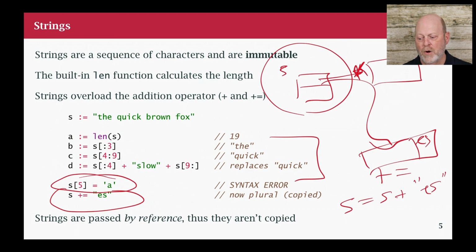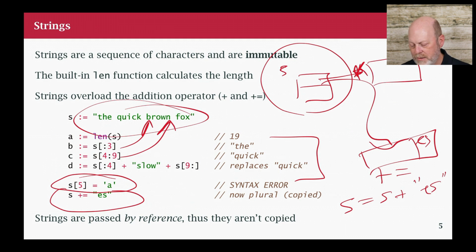Okay? The original string, the quick brown fox, doesn't change because remember, I still have these other things like C and D. C and D are still pointing at the same memory that S used to point at. So this quick brown fox thing doesn't go anywhere. It doesn't change. S is now going to point to a completely new string just like D did. D pointed to a new string that had parts of S copied into it. S is going to put a new string that has parts of the old S copied into it and some more text added on the end.